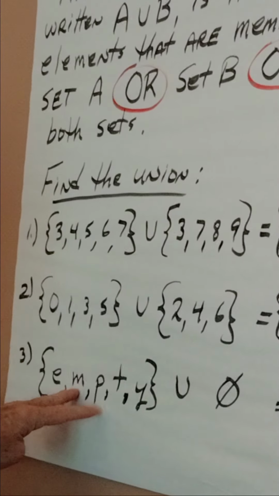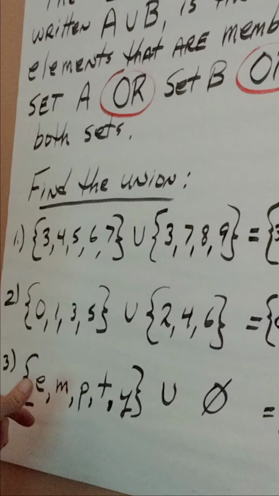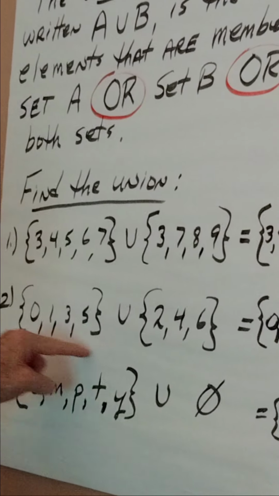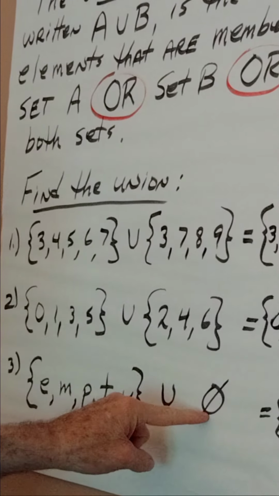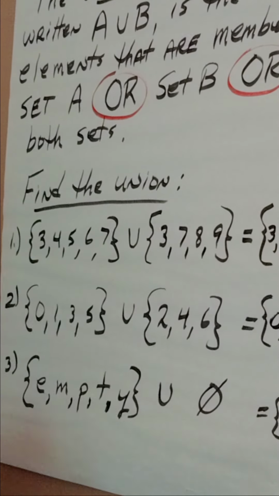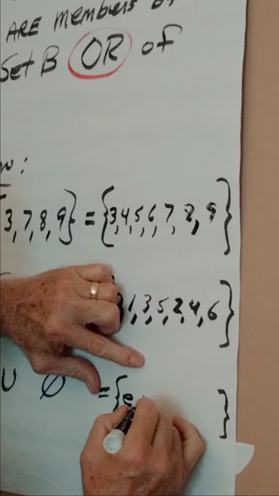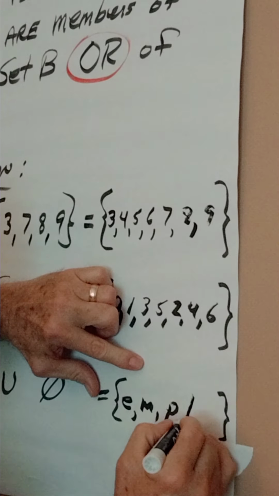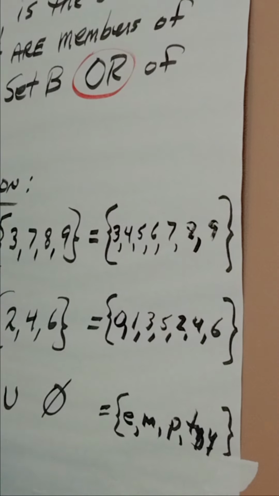Well, if we're going to form the union of empty with the symbol for an empty set, we're going to take all of the members that are in that first set, because we're going to join together the elements of this set with the elements of this one. There are no elements of this one, so we're just going to take empty, and that would be the set whose members are E, M, P, T, and Y, and we would have our union.